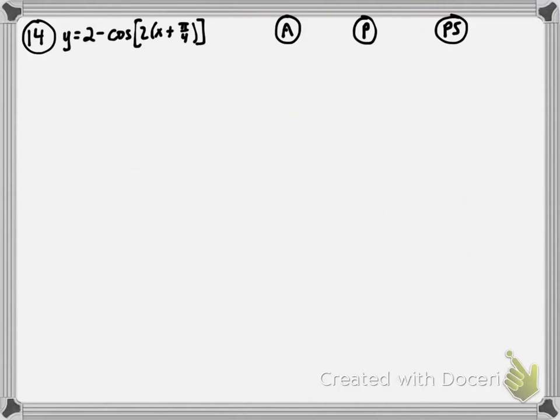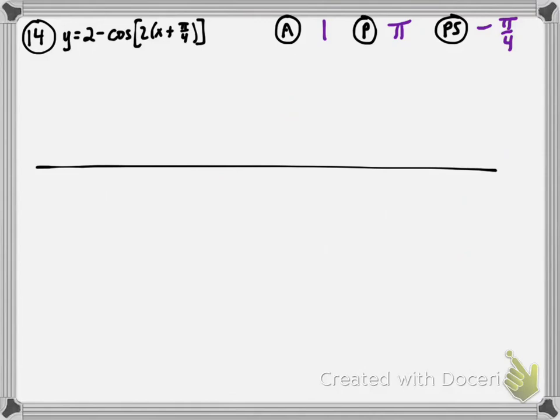Amplitude of 1. Okay. Period of 2 pi over 2. Phase shift of pi over 4 radians to the left. Okay, we notice we have this minus sign out in front of the cosine. That's okay, we can handle that. Okay, we're going to be moving to the left, and we're also going to be moving up 2 units. Okay, so we do that at the very end.